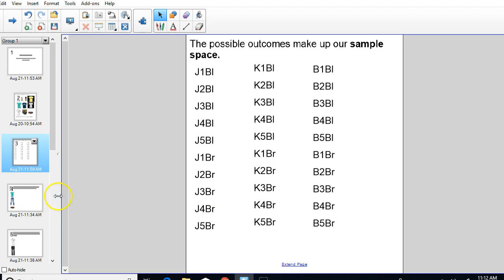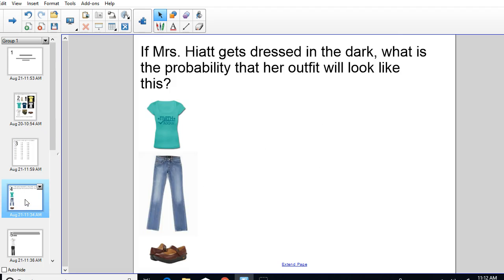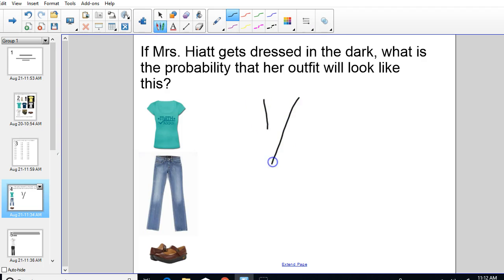So the next one you're going to look at says if Mrs. Hyatt gets dressed in the dark. So I'm just choosing things without actually being able to see them. Assume it's pitch black dark, and I can't tell the difference. So if I get dressed in the dark, what is the probability that my outfit will look like this? That is one specific outfit. It is the only one outfit that will look like that, so that would be 1 out of 30.